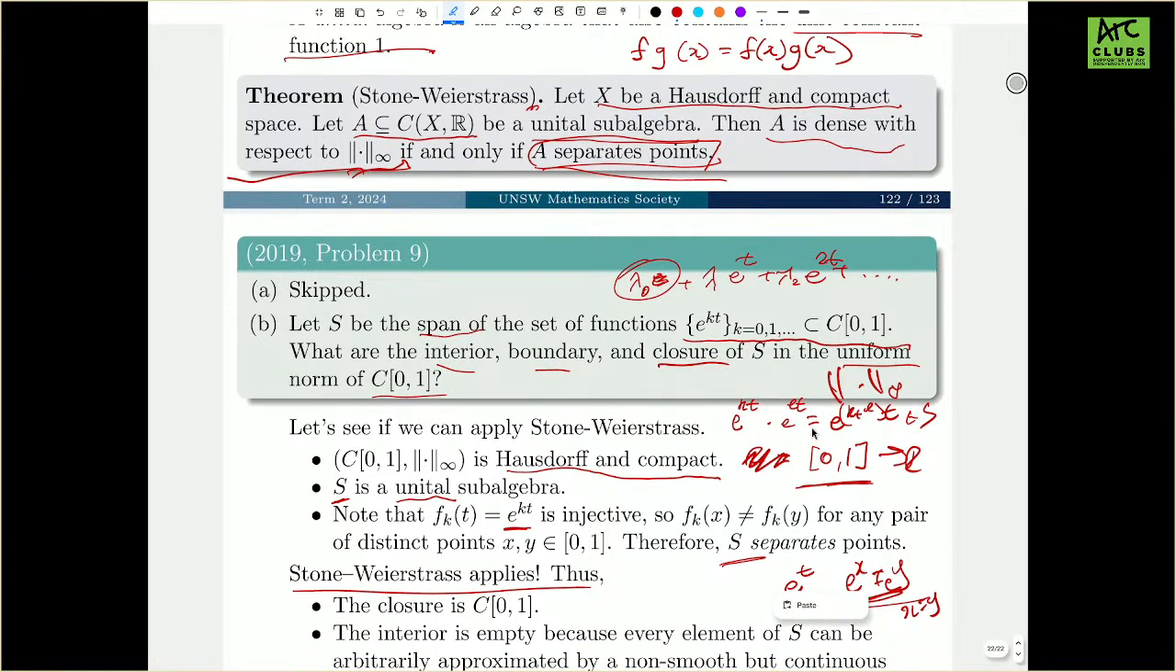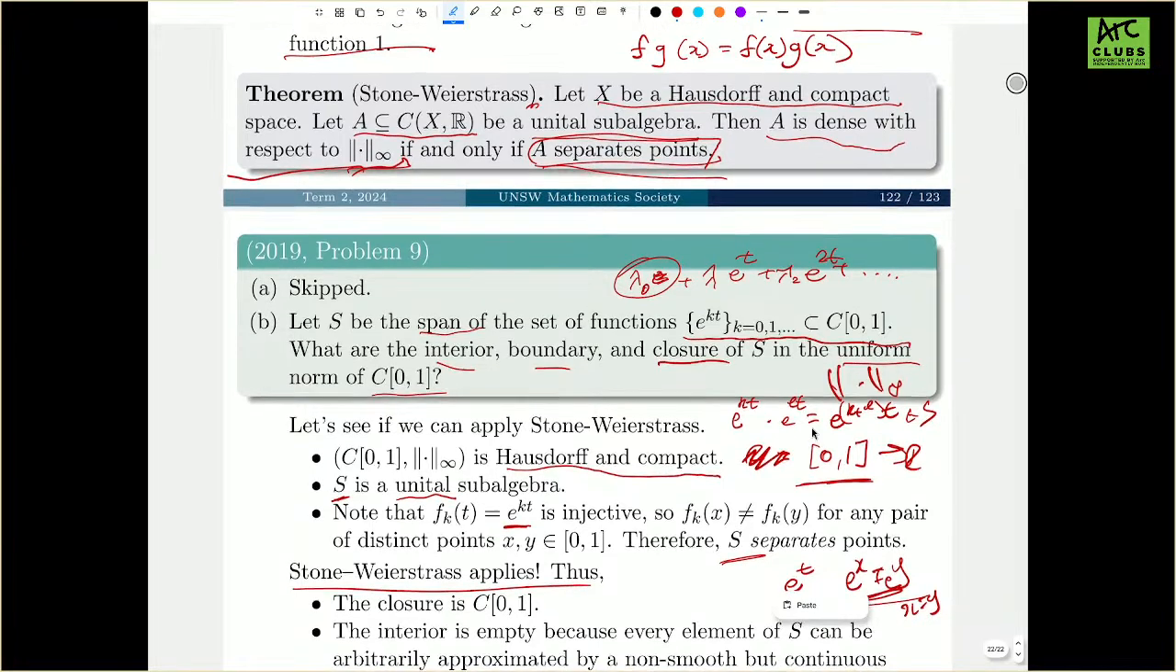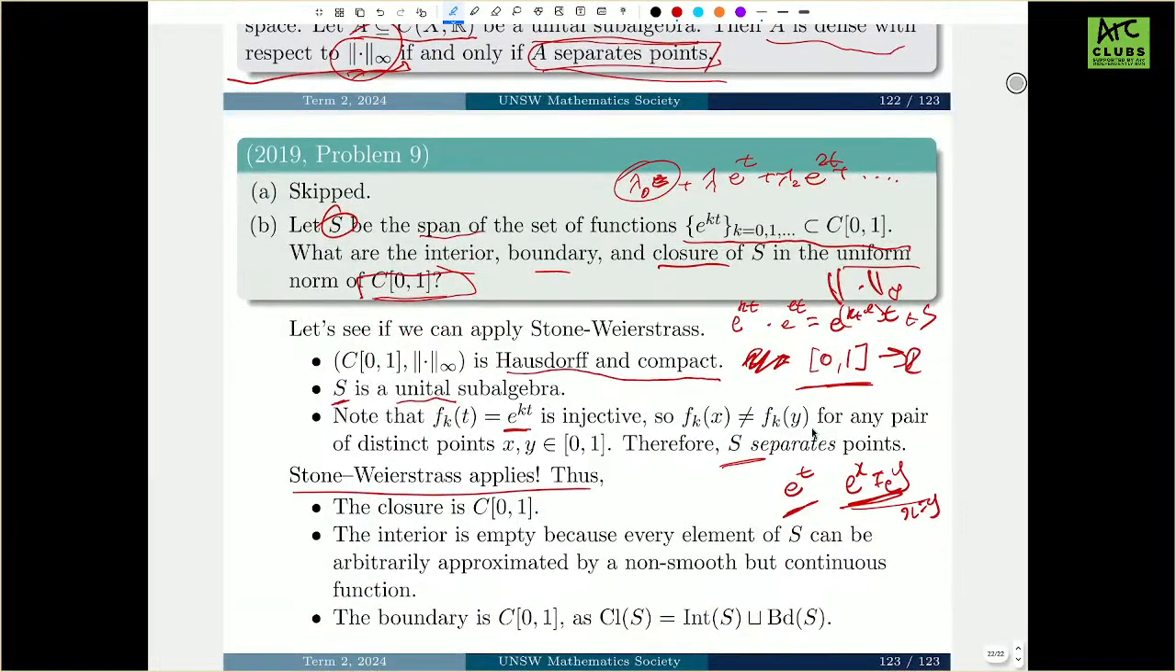That will tell us that S is dense in C[0,1] with respect to this norm, which is what we are working with. And so the closure must definitely be C[0,1]. So it's the closure that we now have.